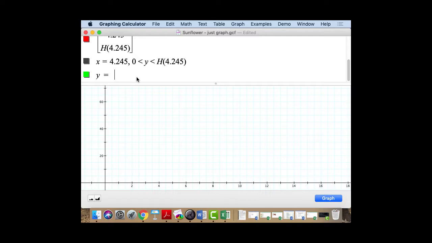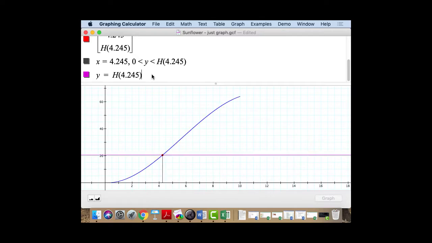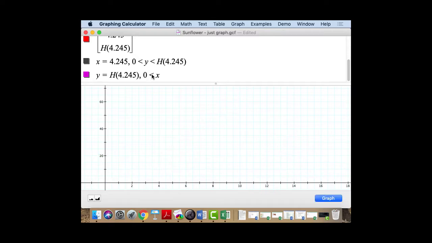Yeah, so that y height is that dependent variable value at the spot, so y equals h of 4.245. I'm going to change this from green again. But I only want the piece of it between the y-axis and that dot, so that's restricting x or y? Yeah, restricting x just to be 0 through 4.245, right. So, comma, and then 0 to 4.245 as my values of x.